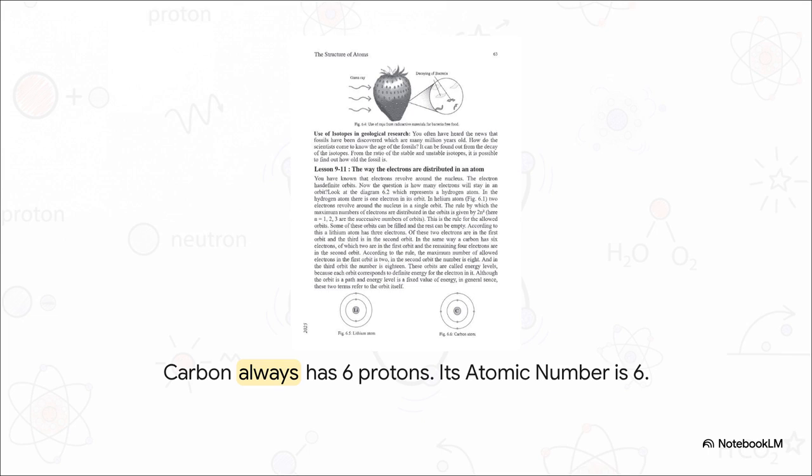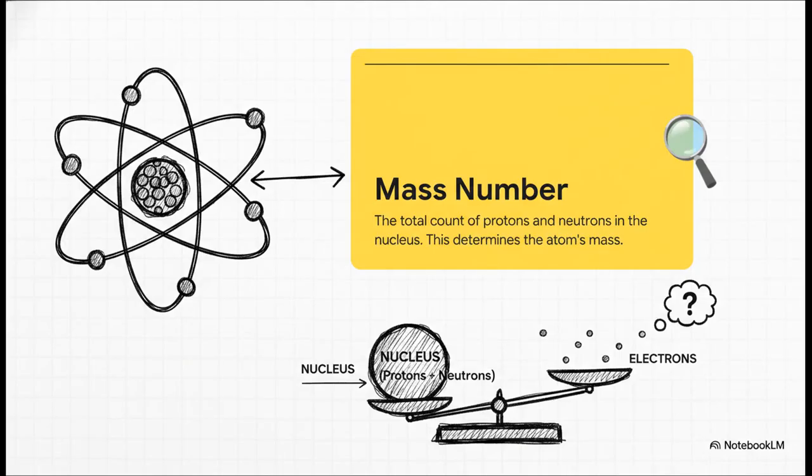If you gave it one more proton making it 7, it wouldn't be a heavy carbon, it would be a completely different element. Nitrogen. Add another, you get oxygen. See? The proton count is everything. Now the atom's weight. That's a slightly different story. For that, we look at the mass number. And all that is the total count of the heavy stuff in the nucleus. So you just add up the protons and the neutrons. The electrons are so incredibly tiny and light, they barely even register on the scale, so we kind of just ignore them when we're talking about mass.